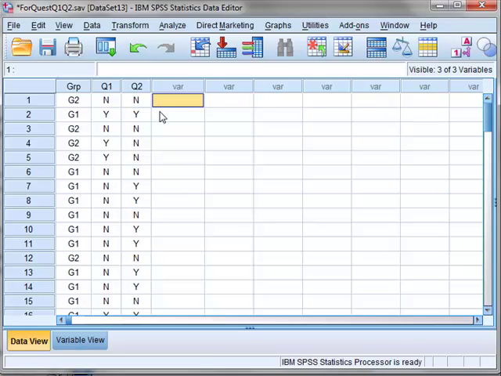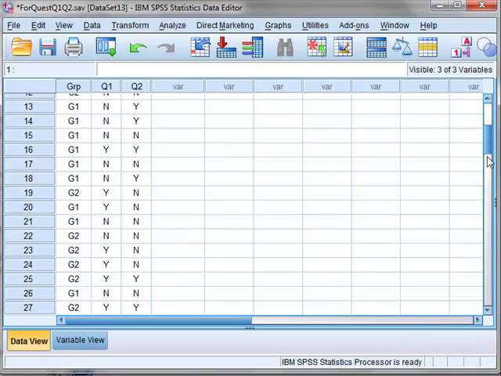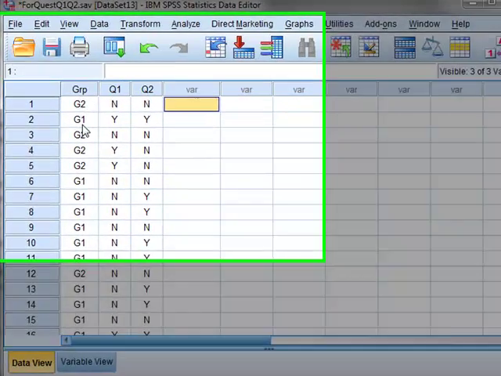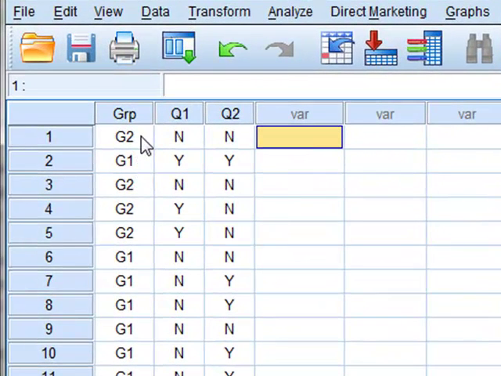The data here shows the yes-no answers to two questions, Q1 and Q2, for 66 individuals who are split into two groups, G1 and G2. Initially, we will ignore the separation between the groups and just treat the data set as a whole. We wish to test whether there is an association between the answers to Q2 and the answers to Q1.